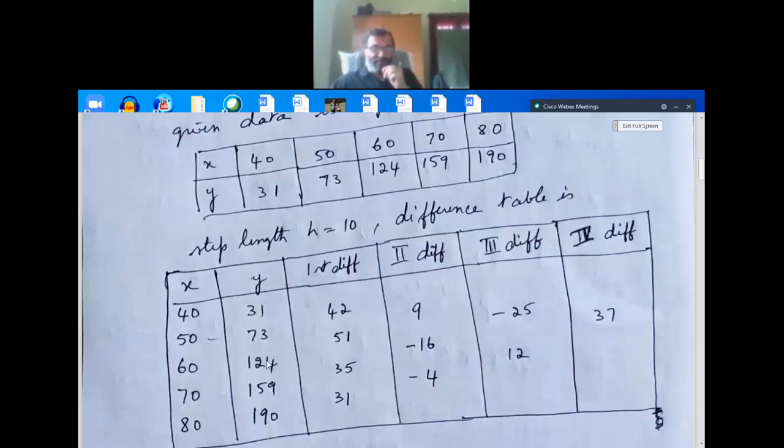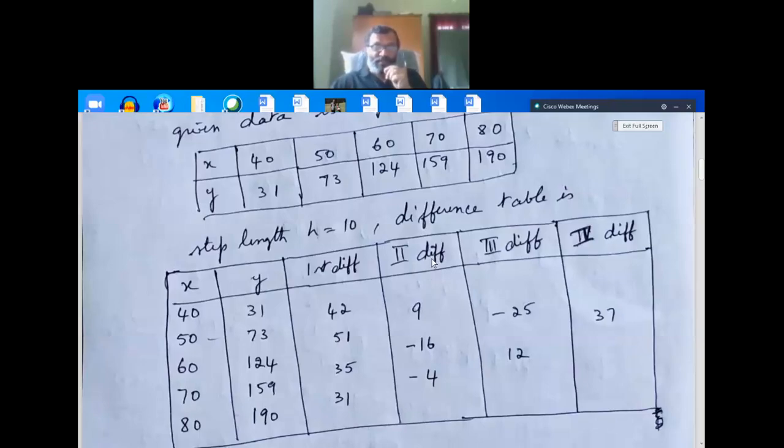124 minus 73 is 51. You can use your calculator. 159 minus 124 is 35, written right in the middle of these two numbers. 190 minus 159 is 31, so right in the middle like this. This is the first difference column. Okay, so that is the forward difference. Then we go to the second difference.